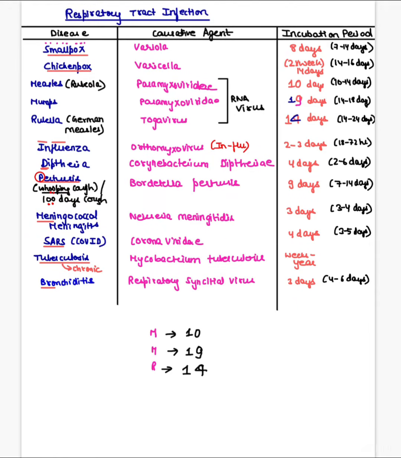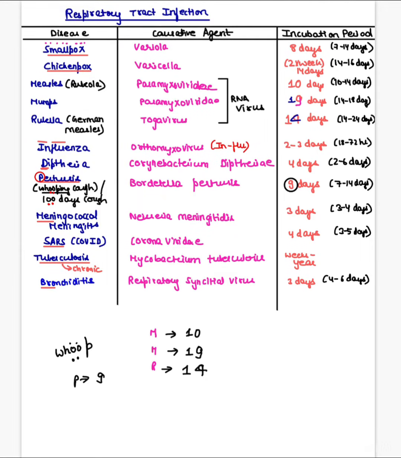Now coming to pertussis, also known as whooping cough, caused by Bordetella pertussis. See, this whooping cough is also known as the 100 days cough. How to remember: whooping has 'oo', that is the 100 days cough. If you count P, do the opposite of P, that is 9. Just see, P is 9, so the incubation period is 9 days, that is 7 to 14 days.